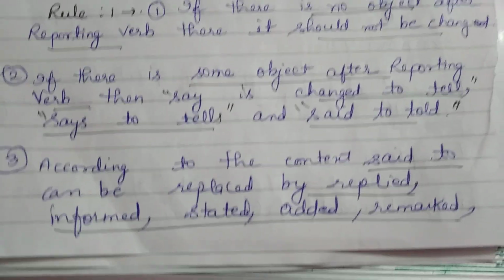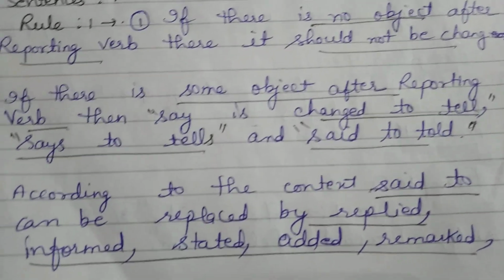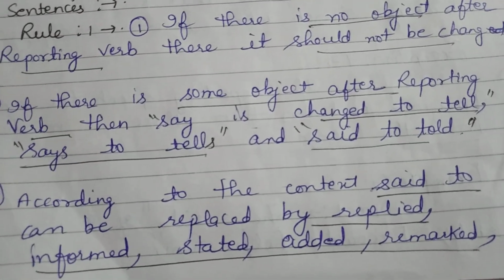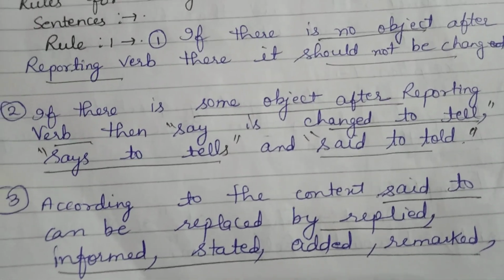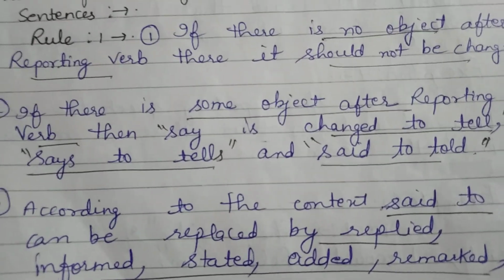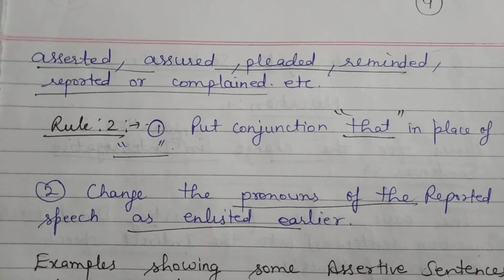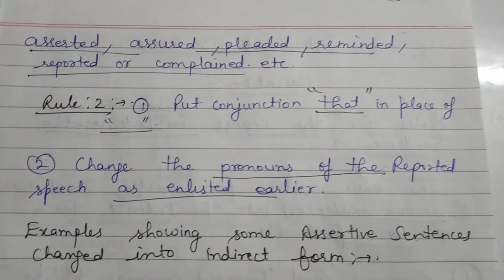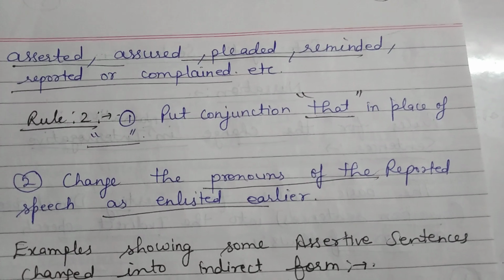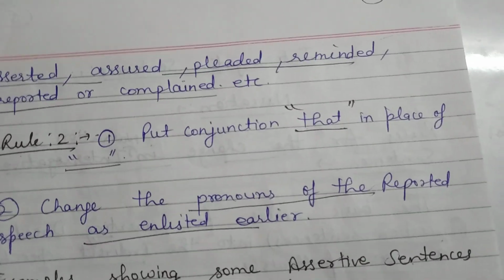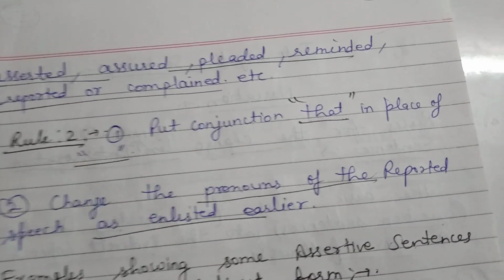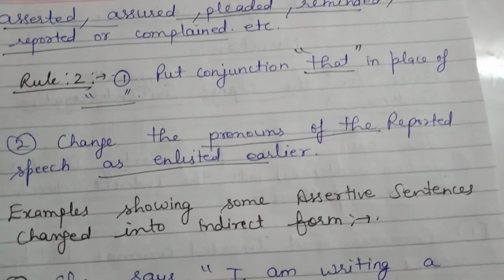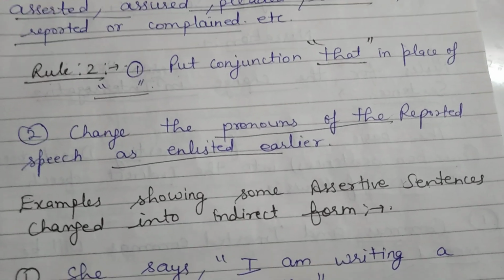Number 3: according to the context, said to can be replaced by replied, informed, stated, added, remarked, asserted, assured, pleaded, reminded, reported or complained. Okay, and rule number 2: put the conjunction that in place of inverted commas. Number 3: change the pronoun of the reporting speech as listed earlier.